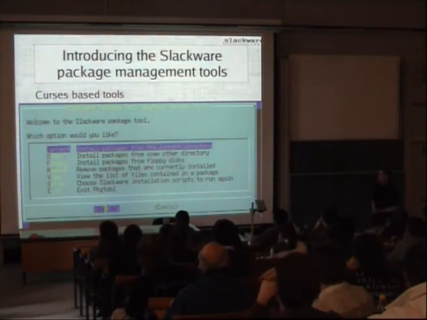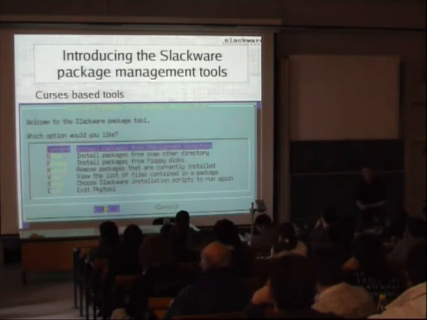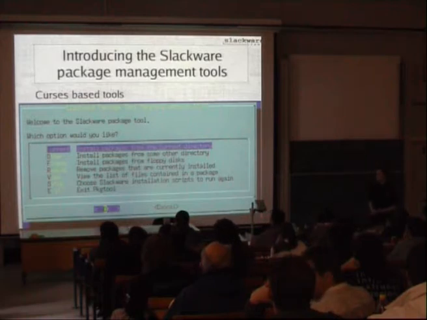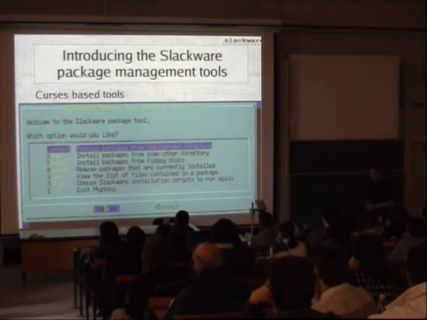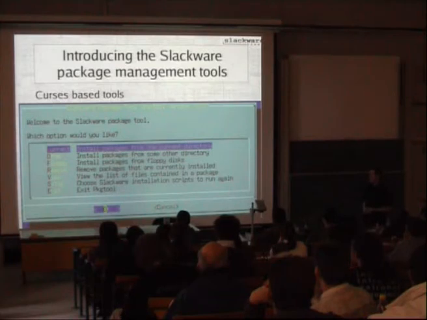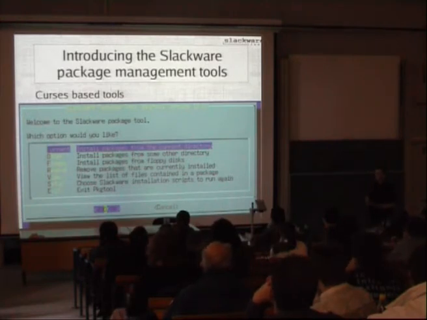We've also got a curses-based tool called pkgtool, which is basically a front-end to the command line tools. So from here, we can install packages from the current directory, floppies, and so on. You can remove packages that are already installed, and you can view the list of contents within the package. Which I think most people tend to find is the most useful option of this, because it just displays the package description, as you've already seen, and the contents of the package, so basically a package inventory.